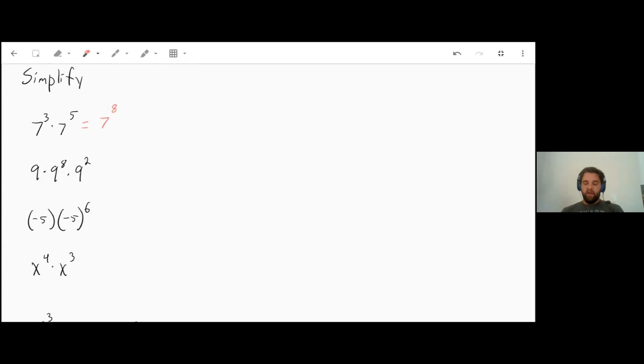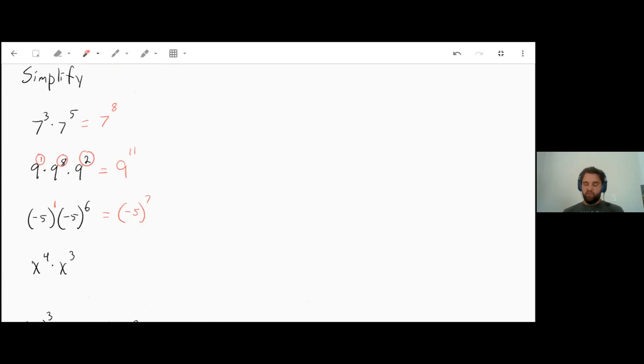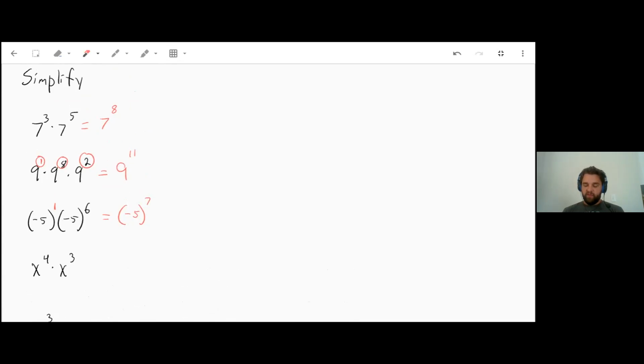This next one, we have a 9 to the 1st, because remember, if there's no exponent there, it's automatically to the 1st. So 9 to the 1st times 9 to the 8th times 9 squared. Well, we can add all three of our exponents together to get a 9 to the 11th power. Now this next one, we have negative 5 to the 1st times negative 5 to the 6th. Well, that's going to give us a negative 5 to the 7th. The one after that, and the last one working with this property, x to the 4th times x to the 3rd, keep the same base of x, add your powers together, we get an x to the 7th.